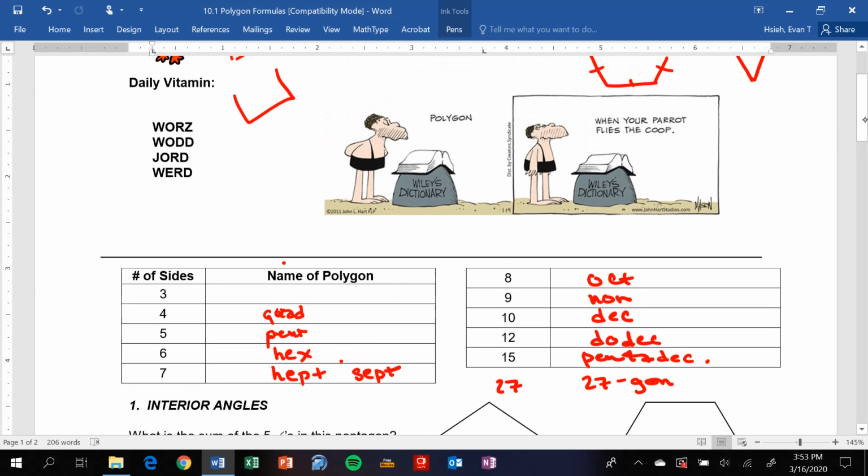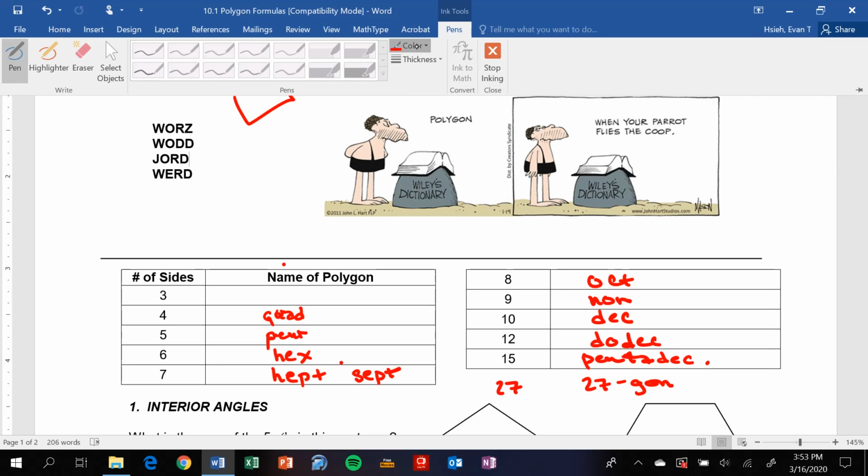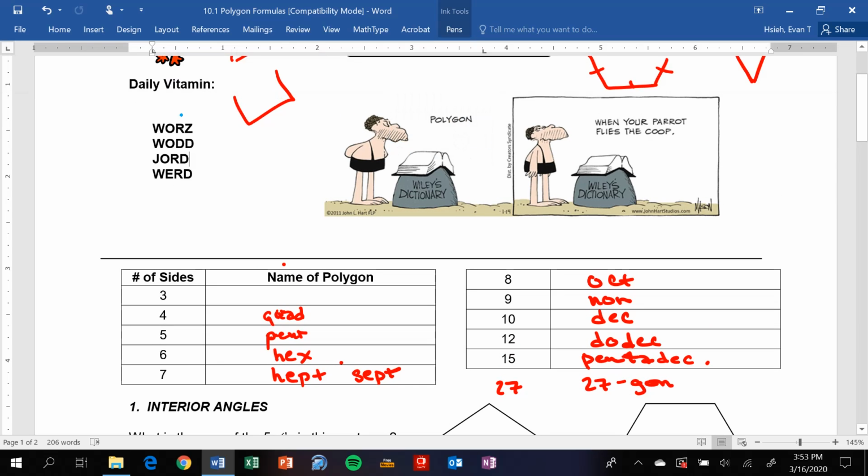Oh, by the way, word problem up here. I actually think those are just misspelled words.